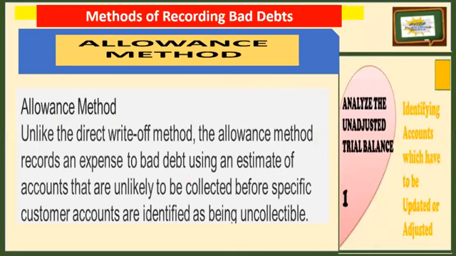So the other method is the allowance method. Unlike the direct write-off method, the allowance method records an expense to bad debt using an estimate of accounts that are unlikely to be collected before specific customer accounts are identified as being uncollectible. So even before there is evidence that collection will not be pursued, there has already been an allowance provided for the uncollectible accounts.